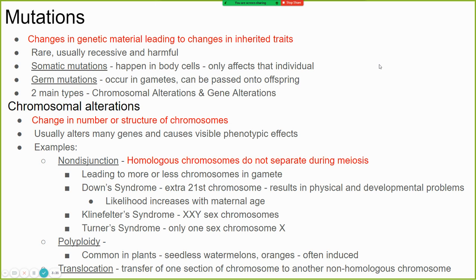There's more than just Down syndrome. There's other chromosome differences like Klinefelter syndrome, when a person has an extra X chromosome, so they have two X's and a Y. Sometimes a person can be born with just an X chromosome. It's called Turner syndrome. In plants, this is much more common. Sometimes plants get a whole extra set of chromosomes. For example, seedless watermelons have a whole extra set of chromosomes, and that's what makes them seedless.